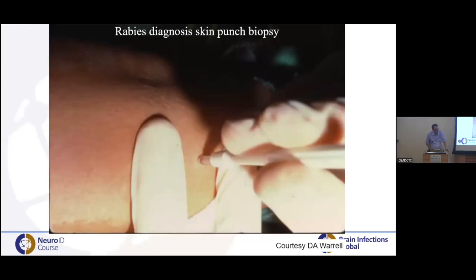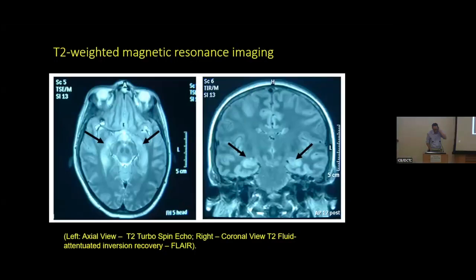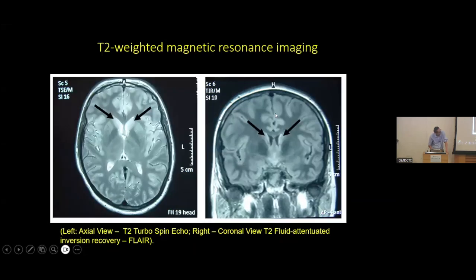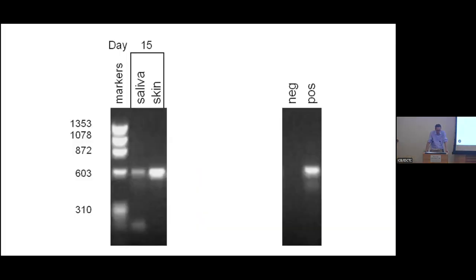Anyway, she had a punch biopsy of the skin at the back of her neck. We did an MRI scan, which showed some interesting changes here in the medial temporal lobes, and also in the head of the caudate nucleus, which are actually changes consistent with rabies. You don't get many MRI scans of patients with rabies, but when it has been done, this is what it looks like. And then we sent off the biopsies for rabies testing.